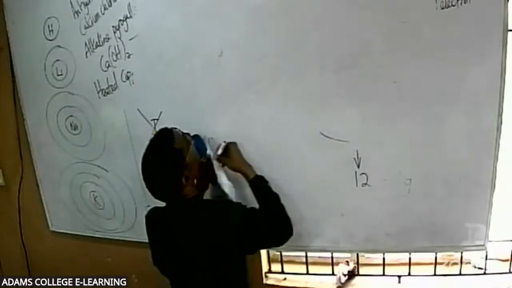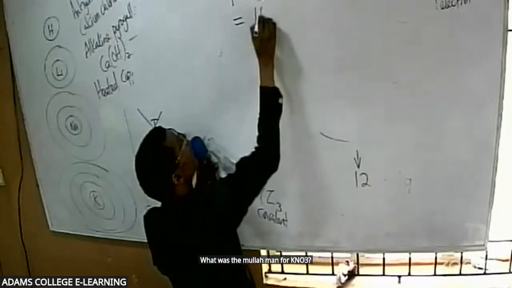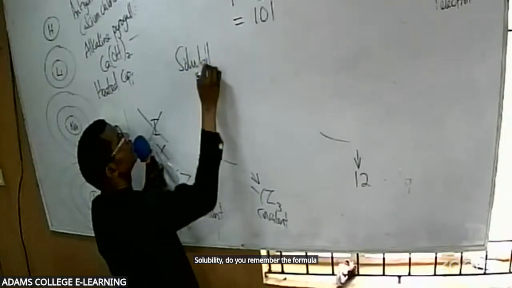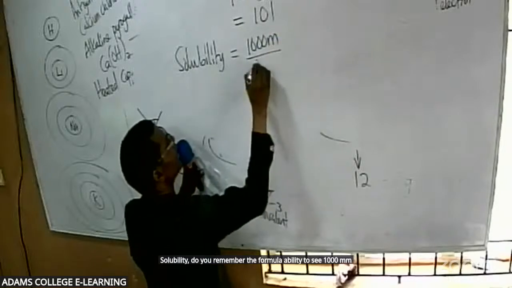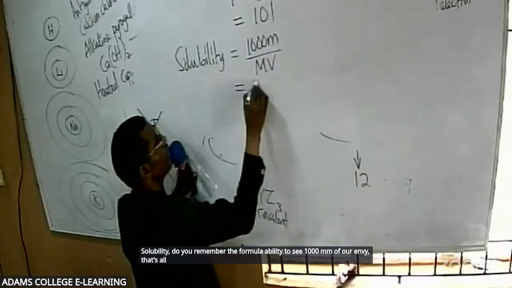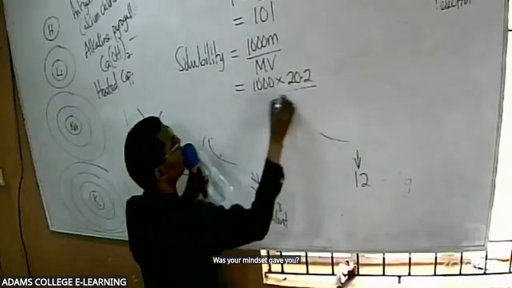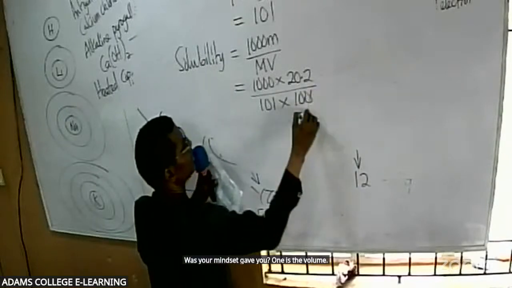KNO3. What's the molar mass for KNO3? 101. Solubility. Do you remember the formula? Solubility is 1000 m over mv. That's all. So 1000. What's the mass they gave you? What's the molar mass? What's the volume? 100.